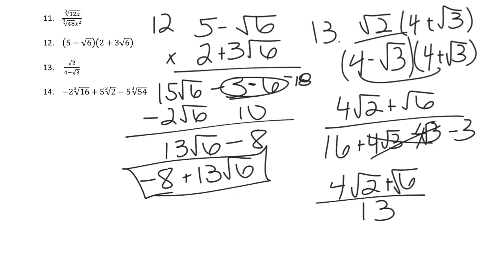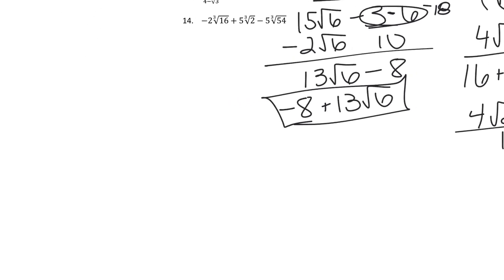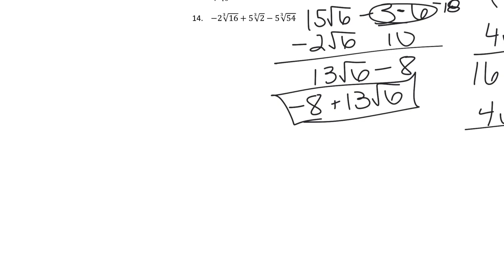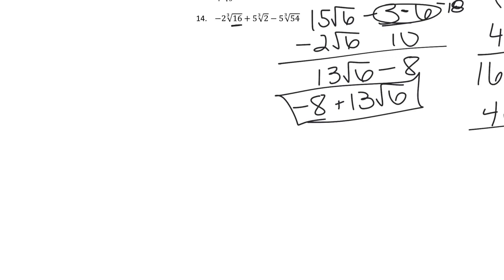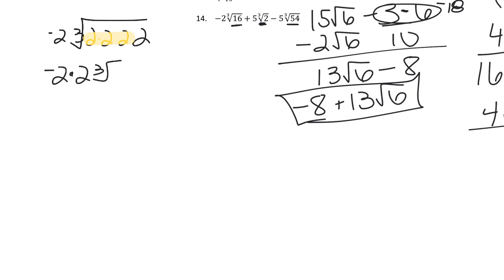Okay, so now we're at number 14. Let's see if we can move this stuff out of the way. We want to simplify each of our radicals. We have negative the cube root of 16, which is the cube root of 2 times 2 times 2 times 2. There's a group of 3 in here, so that becomes negative 2 times 2 cube root of 2, which is negative 4 cube root of 2, plus the 5 cube root of 2, that's already simplified.